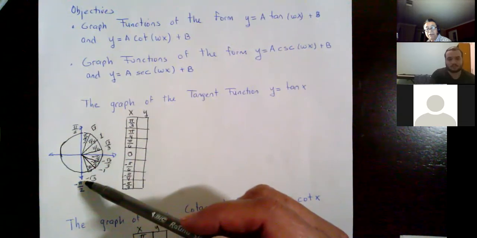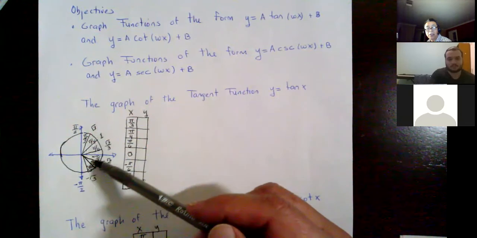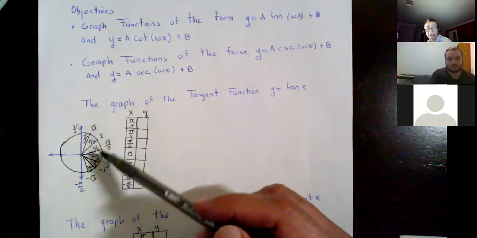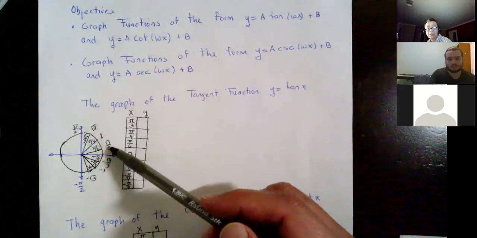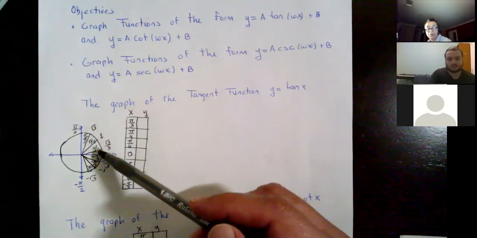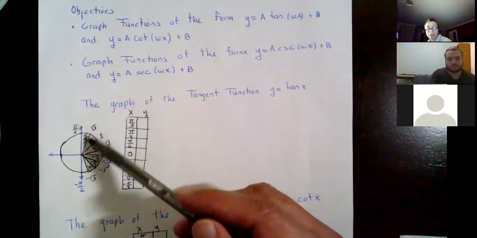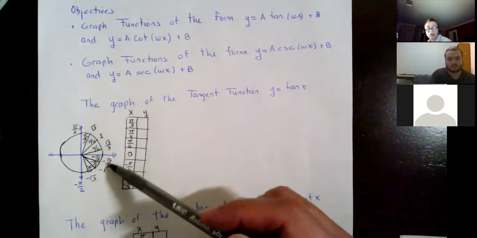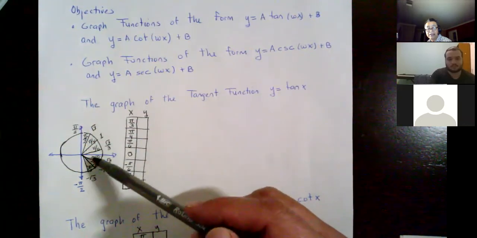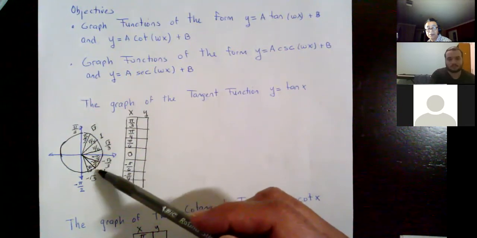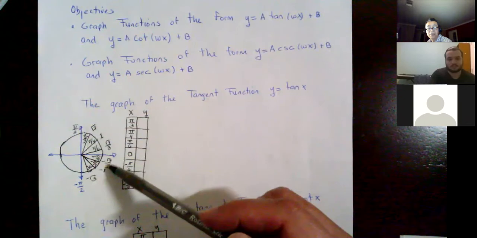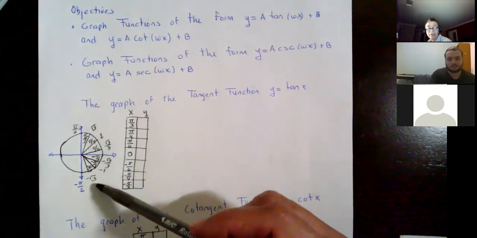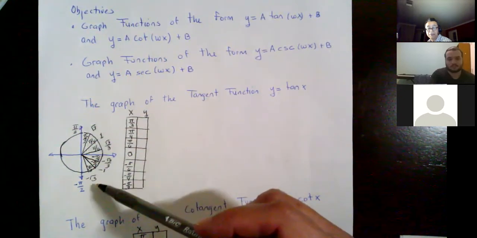So in order to graph the tangent function, I draw part of the unit circle right here, and these are the values that correspond to the tangent for pi over 6, pi over 4, pi over 3. And notice I'm also going down here. This is negative pi over 6, negative pi over 4, negative pi over 3, and these would also be the corresponding values of the tangent function, right?